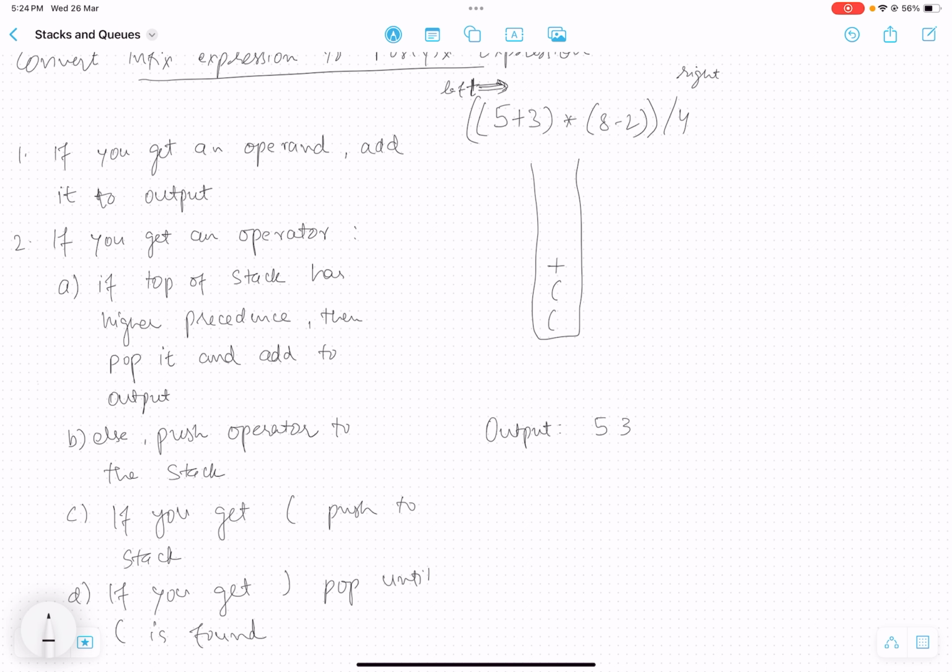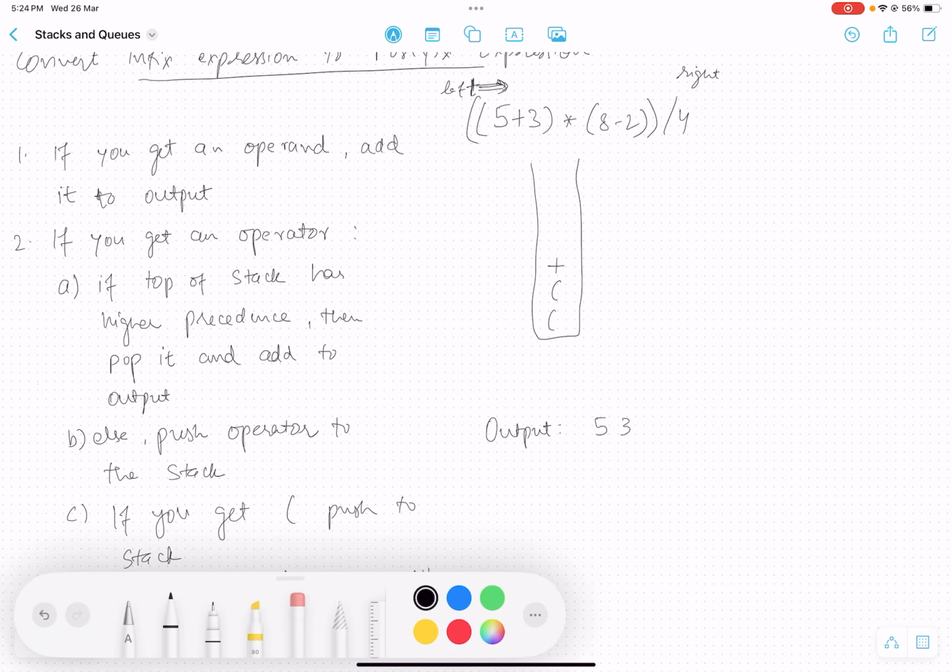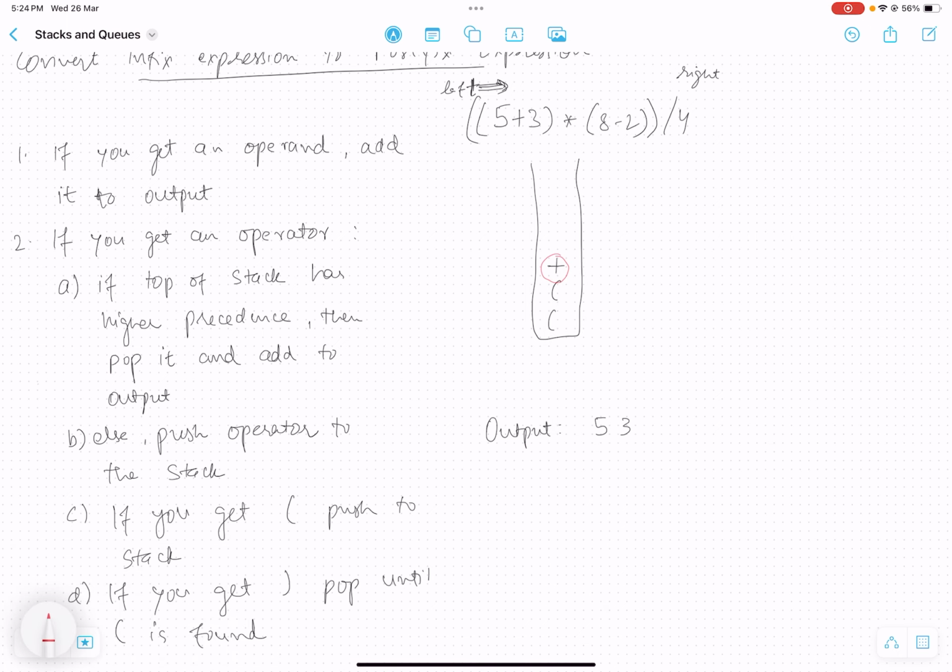Next we get a closing parenthesis. So we have to pop until we get an opening one. So we will remove plus, and when we remove plus, we will put that into our output. I will leave this with red. That means we have popped it out from the stack, and then we basically pop out until we get an opening parenthesis.